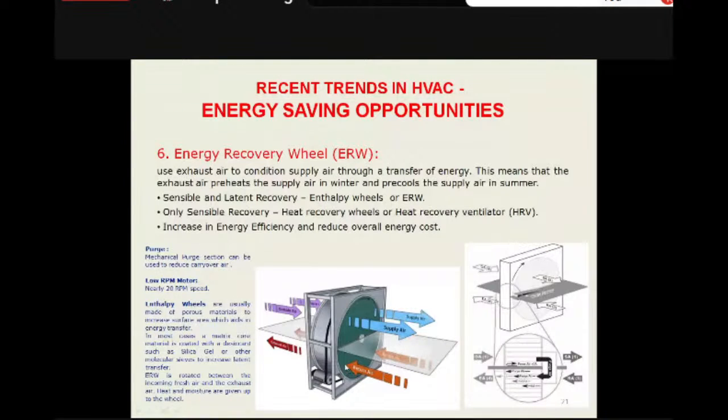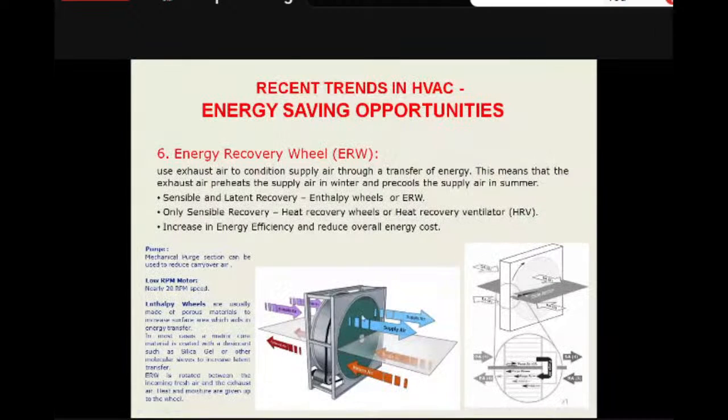This air is at 28 degrees Celsius, but quality-wise it is not good air. That's why we are sending it out. It is in contact with this rotating wheel. This rotating wheel takes this 28 degrees Celsius energy and gives it to the fresh air coming from the ambient, and it cools down. Some amount of temperature is brought down. Whatever is brought down, that is the saving on the incoming air. It may be a sensible saving or a latent saving.